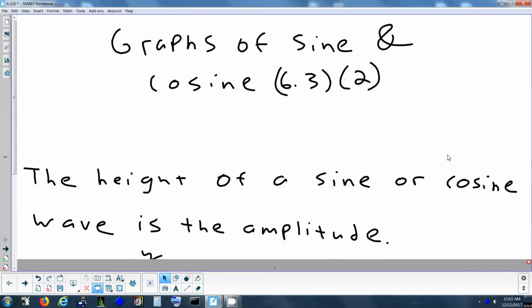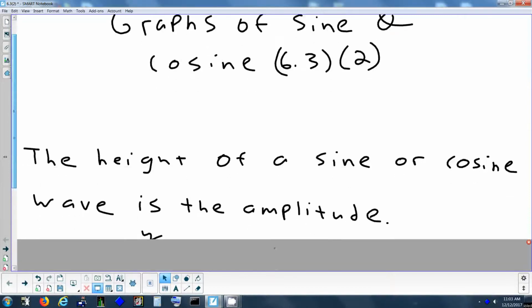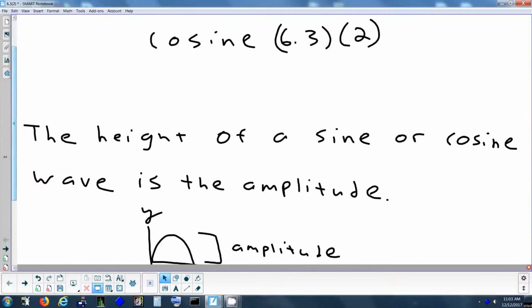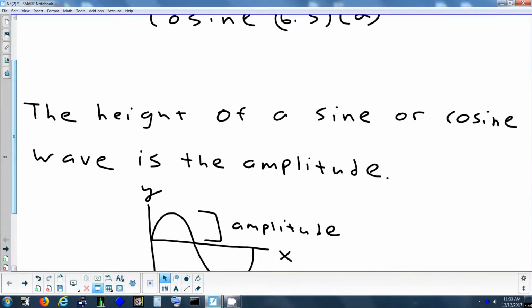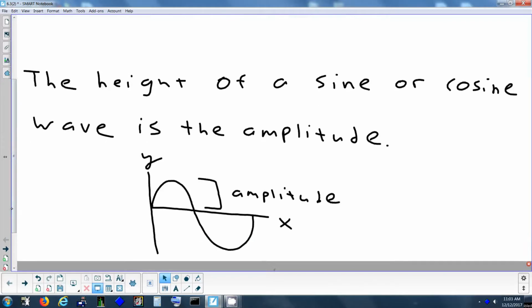All right, so first thing I want to talk about is what has to do with the vertical stretching. Okay, we did shifts yesterday. We're going to look at stretches today. So the height of a sine or a cosine wave, that's called the amplitude. And the height is measured from the center to the top, but it's also symmetric if you draw in a center line to the bottom.